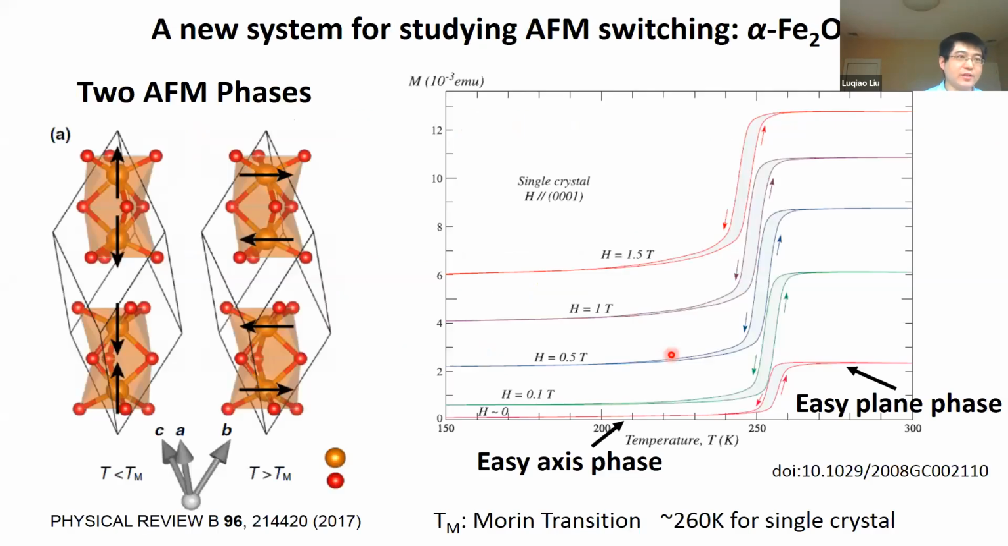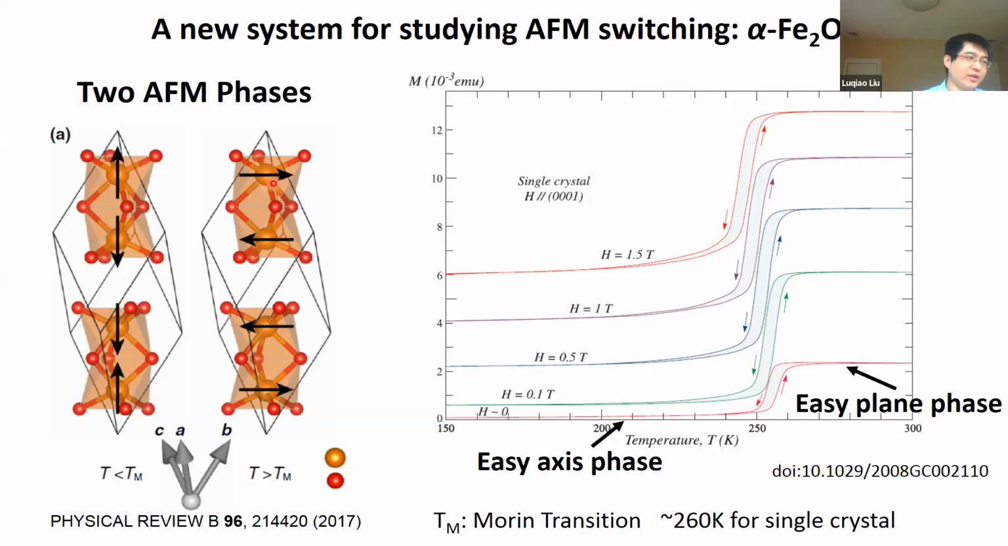So first of all, let me introduce this new old material system, which is alpha iron oxide, hematite. The reason I say it's an old system is because iron is probably one of the most abundant elements on earth. So as you can imagine, iron oxide is nothing new. It has been studied for centuries. And it's well known from previous studies that there are two antiferromagnetic phases inside this alpha iron oxide. The first phase is the z-axis phase, where the spins are aligned along the c-axis, the vertical direction, which is the c-axis of the hexagonal structure.